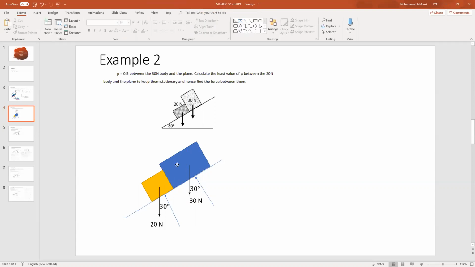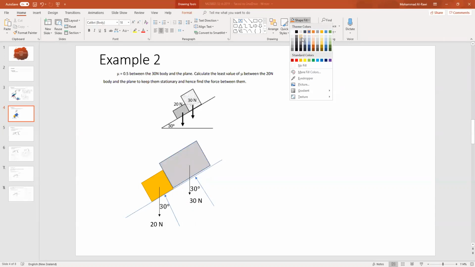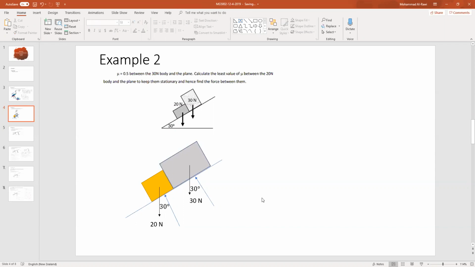All right, let's make this one a lighter color, so we can see through. Okay, let's make it more logical so we can do the analysis. Anything else in this example? Now we need to do the analysis for it.